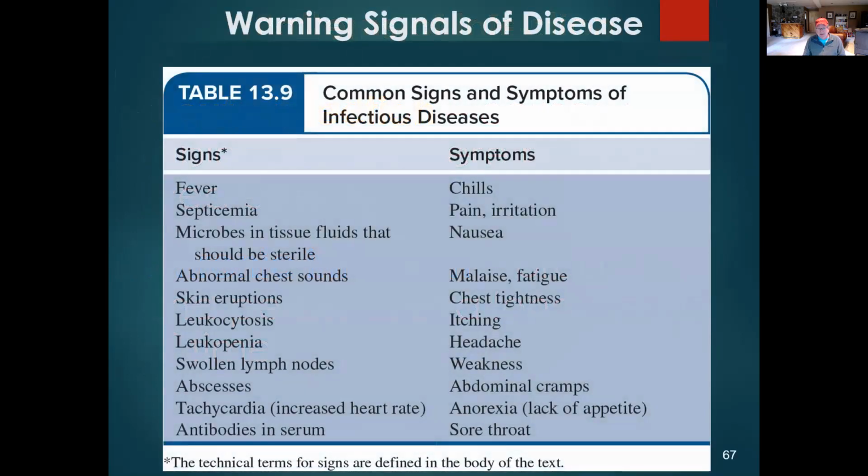Some warning signals that we associate with different kinds of diseases. I think we've all suffered from these sorts of symptoms, right? Chills, fever, nausea, stomach upset, stomach cramps, headache, all indicating what could very well be, and likely is, some sort of microbial infection. Right?